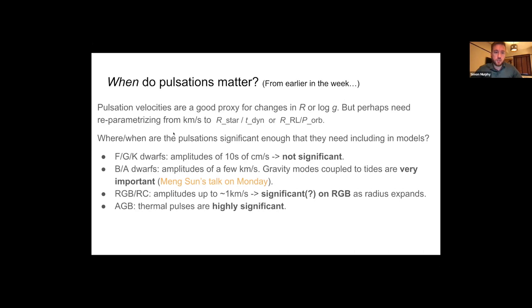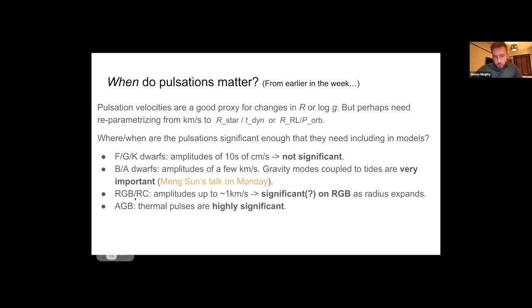Certainly it's not for FGK dwarfs. Those only have amplitudes of tens of centimeters per second. Their pulsations are not significant as far as mass transfer models go. I also argued that for spectral type B or A dwarfs, although the amplitudes are only a few kilometers per second, you get gravity modes in these stars. These can be coupled to tides. They can be tidally excited G modes, in other words, and those are very important. And we saw that in the talk on Monday.